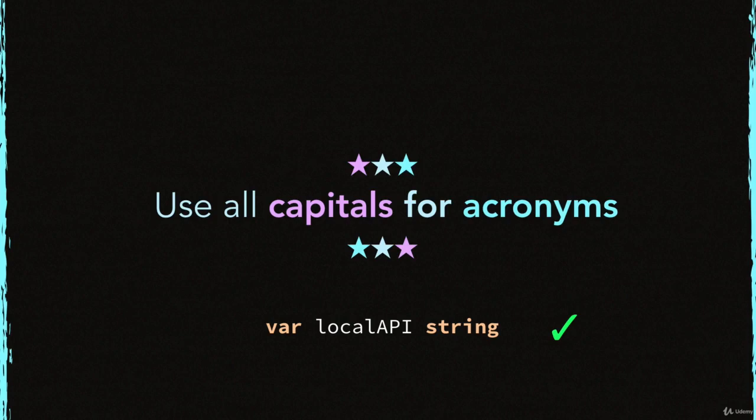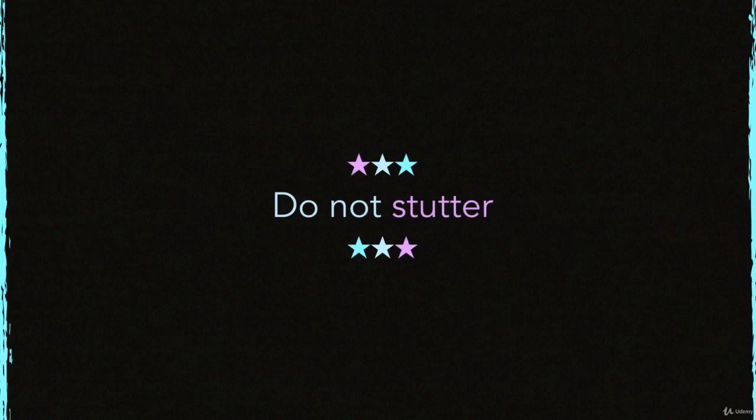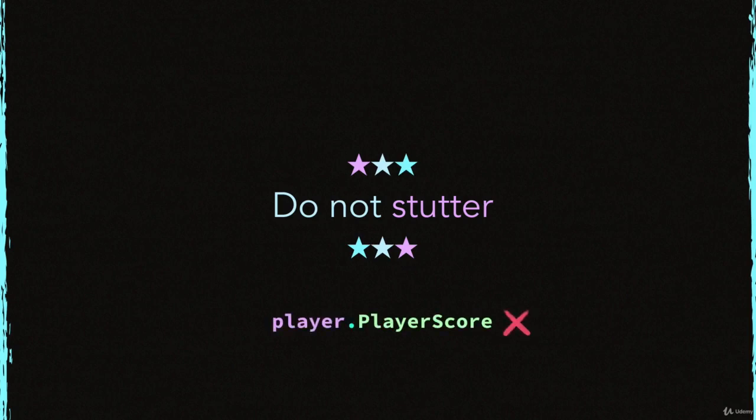Let's take a look at another declaration. Do not name it like this. It's not idiomatic. And do not stutter. This means that do not use the same words again and again. For example, here is a player score name which is in the player package. It stutters. It uses the player word twice successively. Instead of this, do this instead. player.Score. This is better and much more readable.